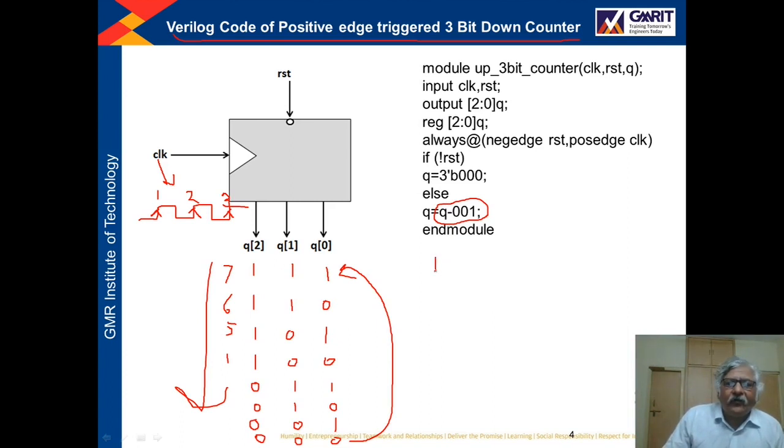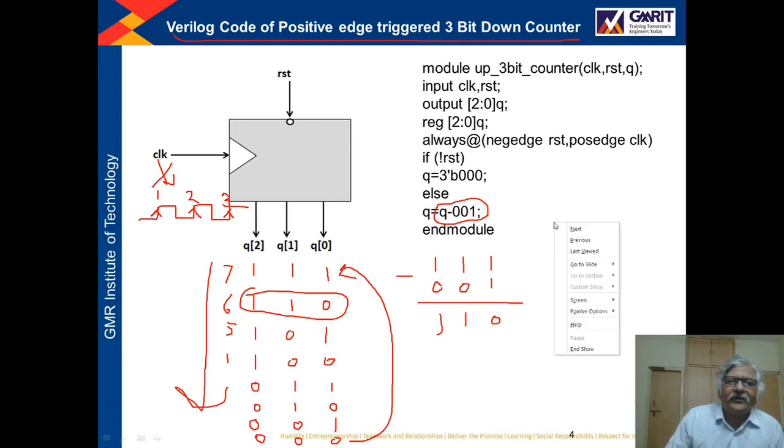For example, let us assume we are having this output right now 1 1 1. So with the application of the first pulse, the next state will be 0 0 1. You subtract this from here. So what you will get? 1 1 0, right? So this is our next state, right? So in this way, every time you have to subtract 0 0 1 and you will get the down counter. Only this is a change in the code.